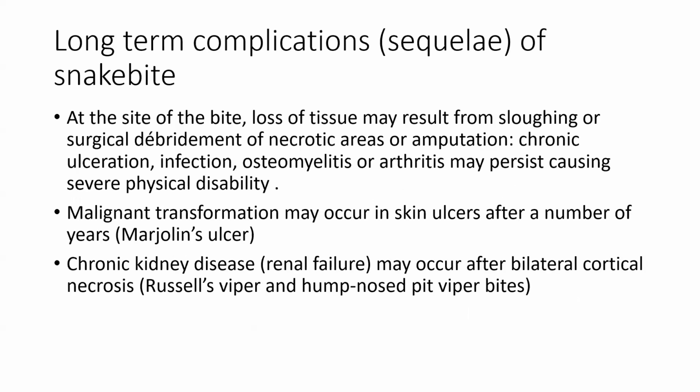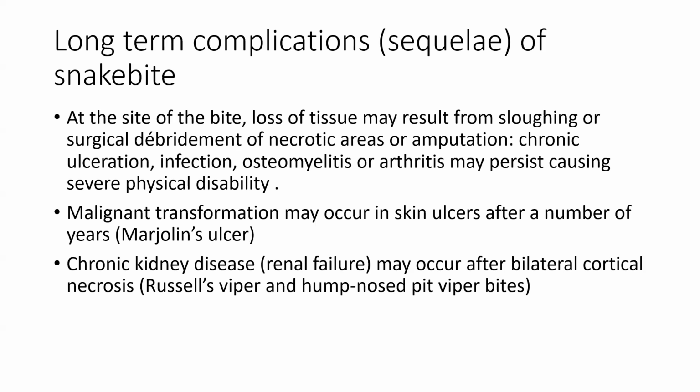Now, long-term complications of snake bite. At the site of the bite, a loss of tissue may result from the sloughing and surgical debridement of necrotic areas or amputation. There will be chronic ulceration, infection, osteomyelitis, and arthritis, causing severe physical disability. Malignant transformation may occur in the skin ulcer after a number of years.